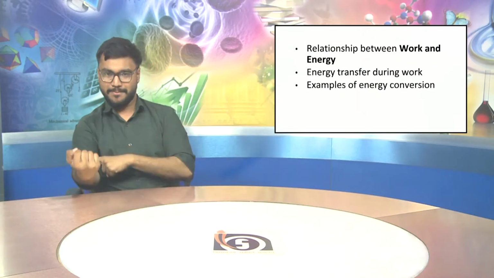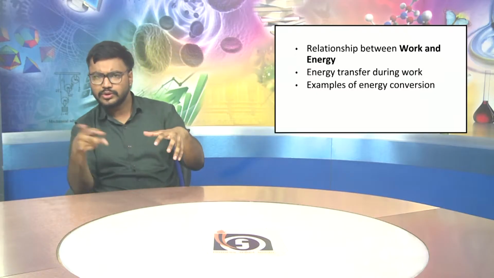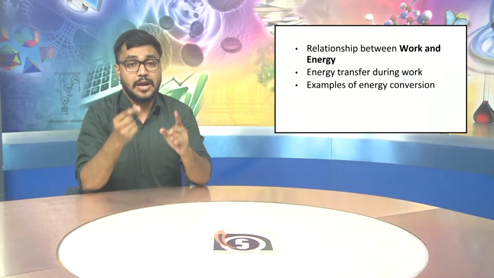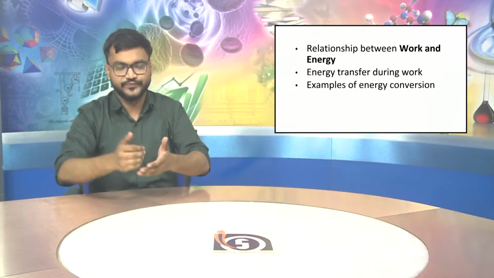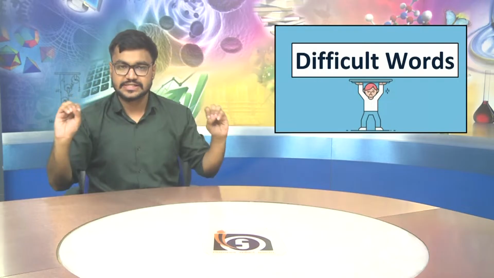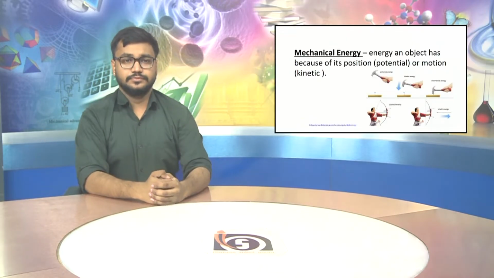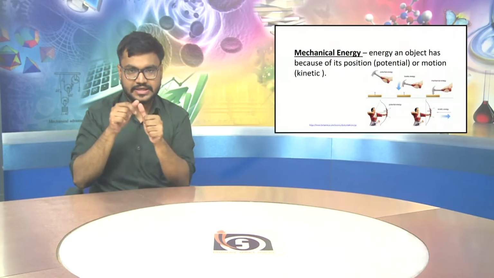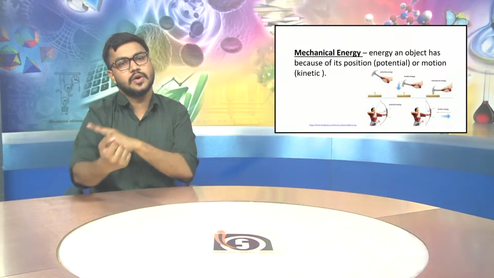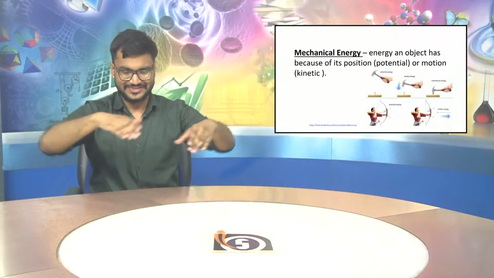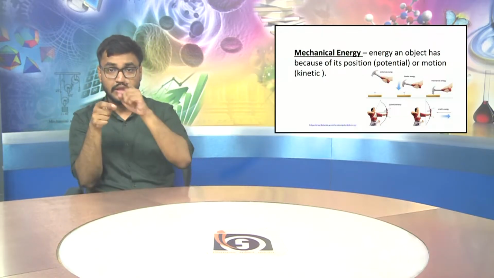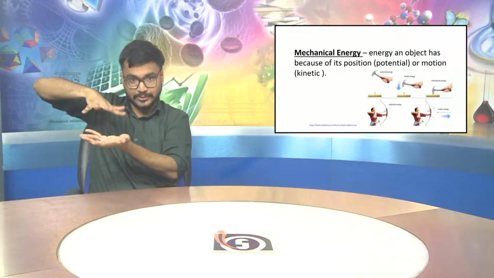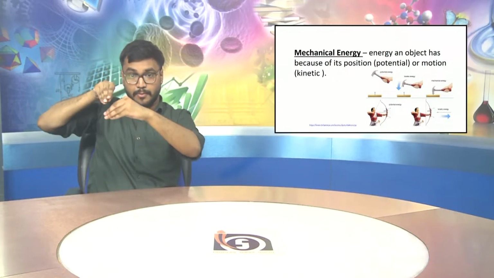And we have also covered the relationship between work and energy conversion. Now, so we can understand the whole part. It is an energy an object has because of its position or motion. For example, it comes in potential energy, which is position, and when it moves, it is called motion.